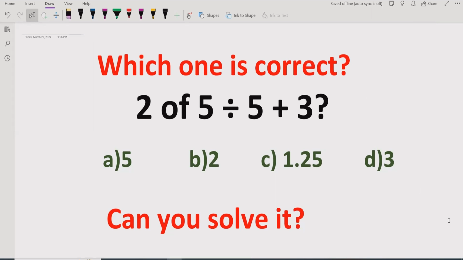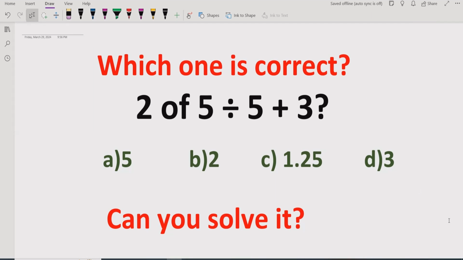Today we will solve a simple quiz which is related to the "of" task and the BODMAS method. And this is very simple. You can solve it by yourself and give me the answer in the comment box so I can see if your answer is correct or not.